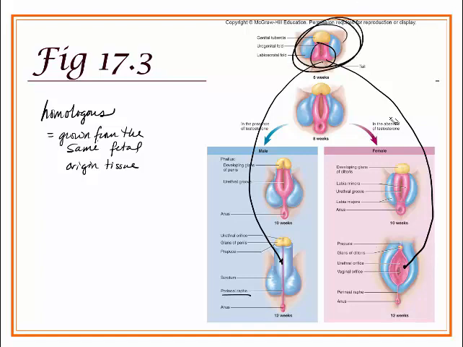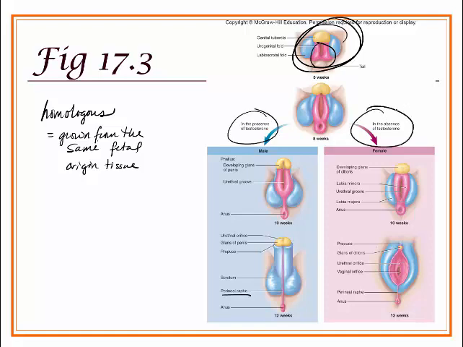It's just whether or not the fetus produces testosterone will determine what that tissue will become. In the male fetus, testosterone is present, and therefore that tissue will produce male structures. In the female fetus, there is no testosterone, and so it will produce female structures.